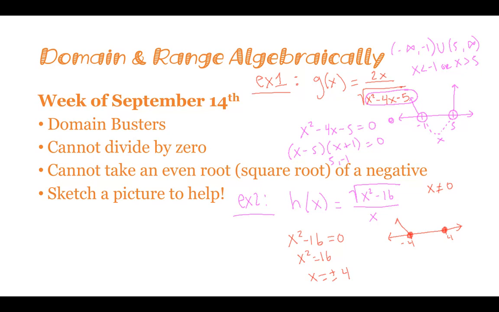Again, what's under there is going to be a parabola that opens up. This is the part that's bad. So from that top part, I get that x is less than or equal to negative 4 and x is greater than or equal to 4. So I want you to think about this all together.